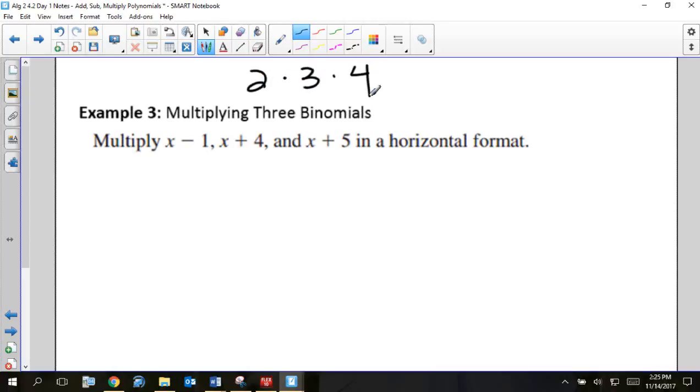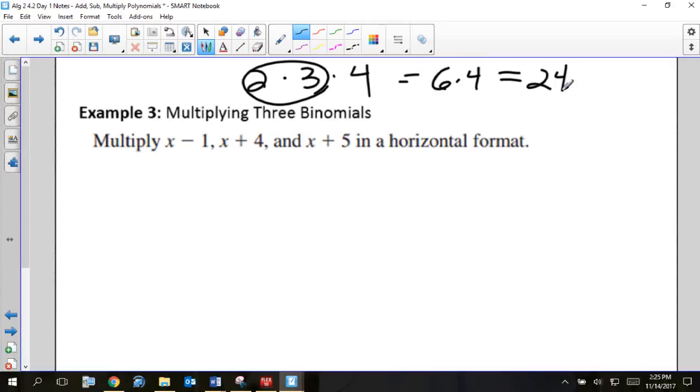How would you multiply just 3 numbers? 3 times 2 times 3. 2 times 3 times 4. What would you do? You do 2 times 3, which is 6, and then you do 6 times 4. So you would have to find the answer to two of them first, the product, before you multiplied those together.